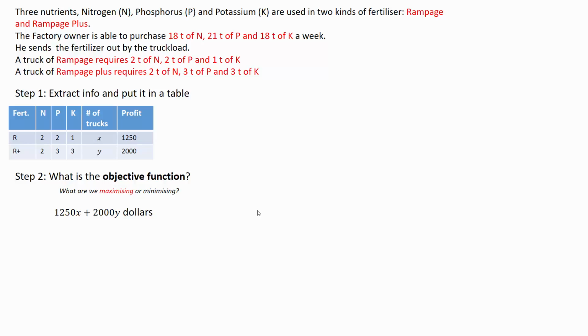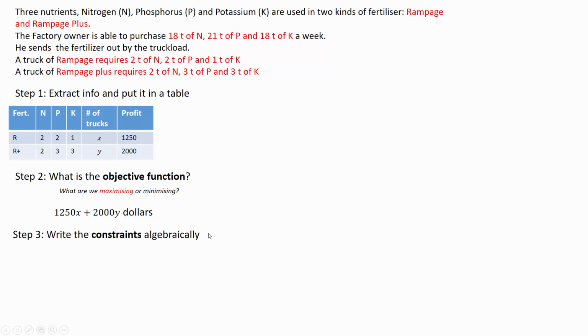So I come up with this little function here, and it's made by getting the profit there and multiplying it by the number of trucks. So if I had, say, 3 trucks of Rampage, I would multiply that by 1,250. And if I had 5 trucks of Rampage Plus, I'd multiply that by $2,000 and add them together. So this tells me how much profit I'm going to make. Now I need to make that profit as big as possible.